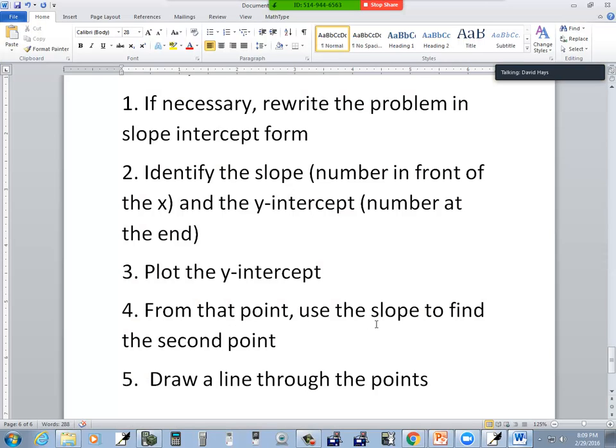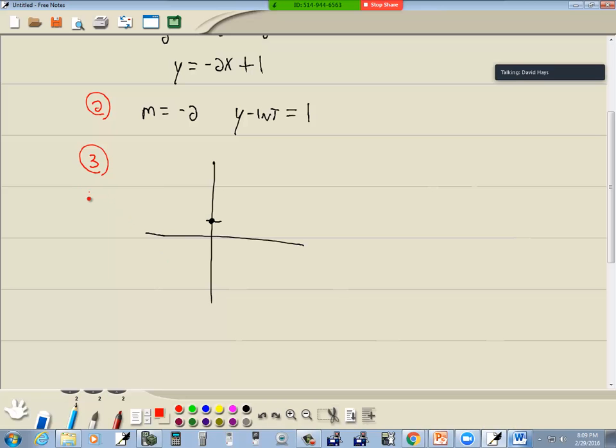Step 4, from that point, use the slope to find the second point. So we got m is equal to negative 2 over 1. Remember, you always want it in fraction form. If it's not in fraction form, you can put it over 1. And this will be the change in y over the change in x. Now we said if you have a negative number up on top, then that means down. So this says down 2. And if you have a positive number down here, then that means right. So that means right 1.